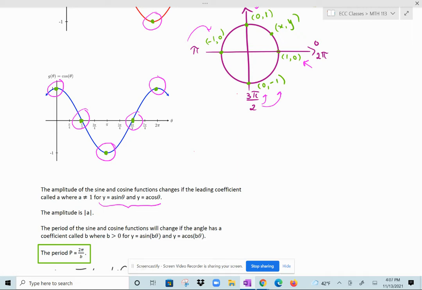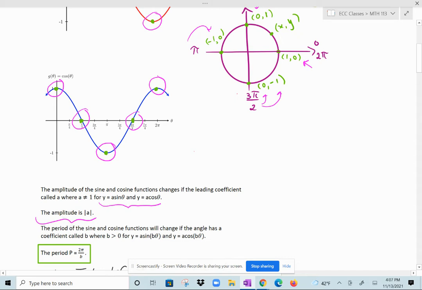When you have a number other than 1 there, that number will be stated, or if it has a negative in front, that would imply -1. And the amplitude will always be the absolute value of whatever that number is. So amplitude is always positive. It will be the absolute value of A.